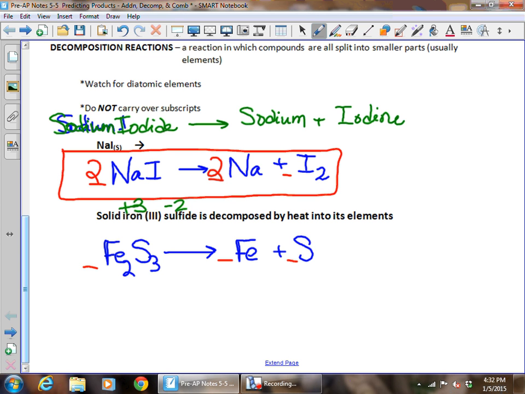Remember, never find a charge on an element. Charges do not belong on elements. They're only used in compounds to determine subscripts, so don't fall into that trap. So it looks like we need 2 irons and 3 sulfurs to balance this. So those are our addition and decomposition reactions.